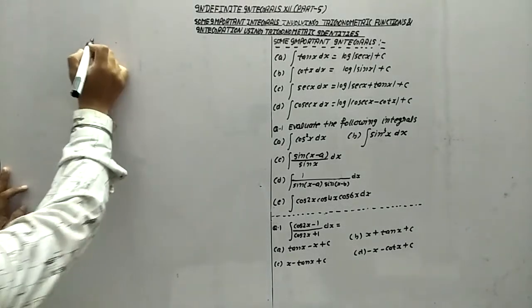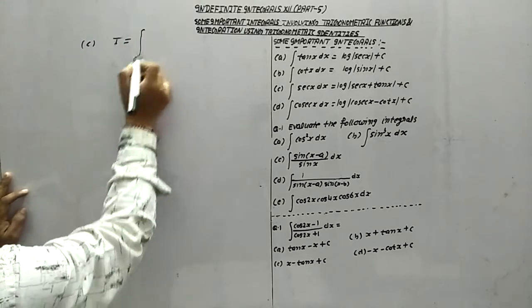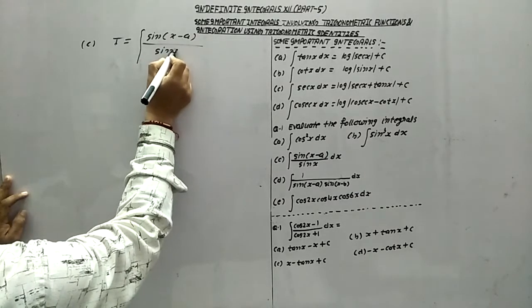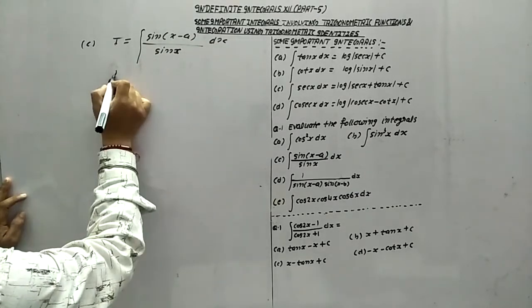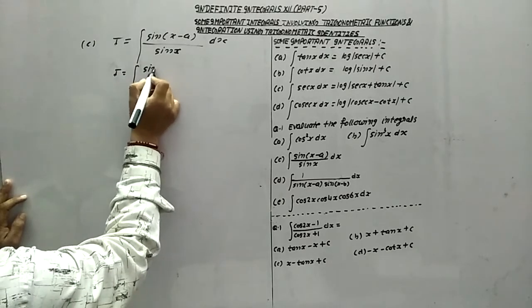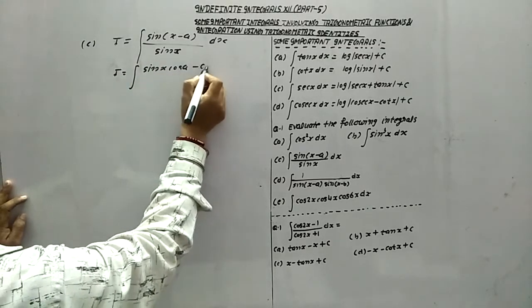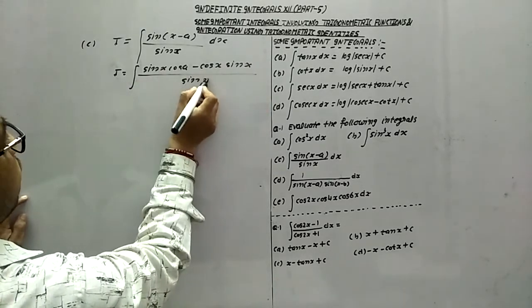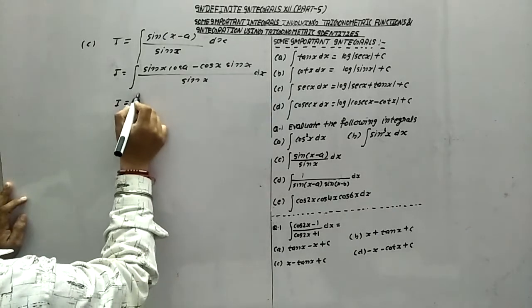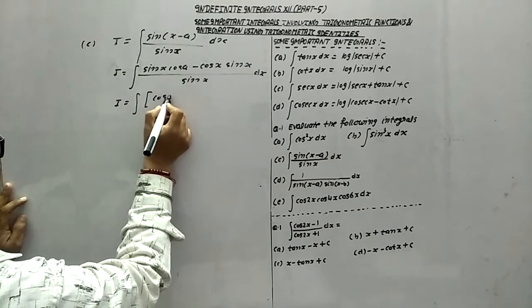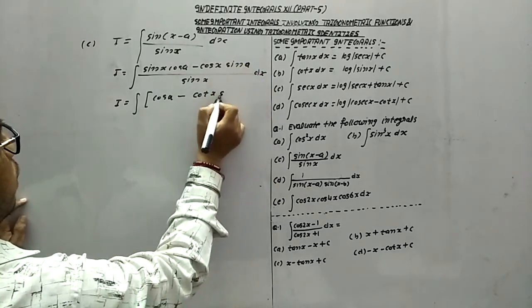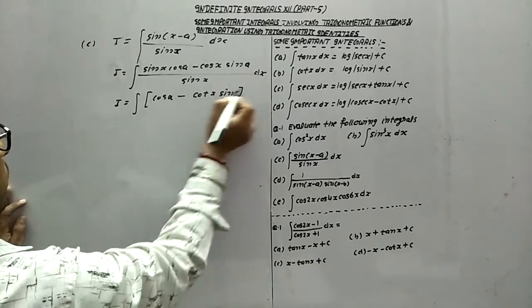Now the next part is the c part. In this c part, we have I is equal to integration of sin(x minus a) upon sin x dx. First of all, we will open this identity. sin(a minus b) means sin a cos b minus cos a sin b. It means sin x cos a minus cos x sin a upon sin x, dx. Now I is equal to integration of cos a, because sin x cancels out, and then minus cot x sin a dx.